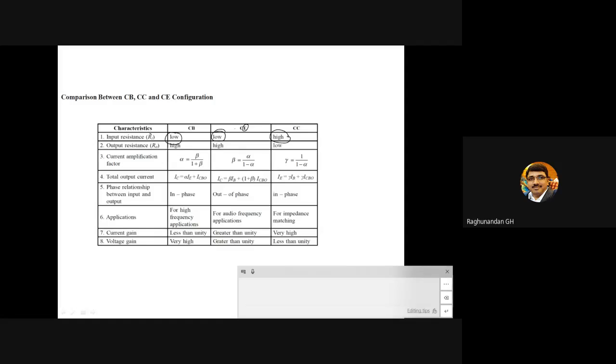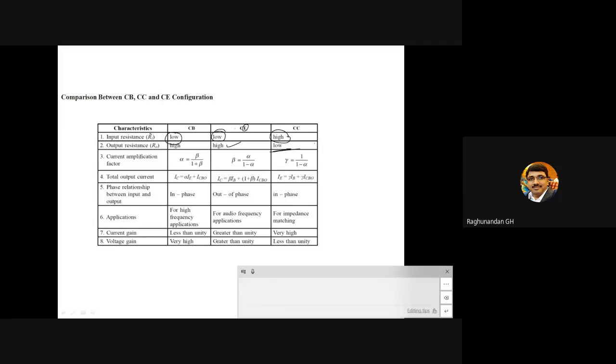So output resistance. Obviously in common base configuration, we are taking the output across the collector. So when you take the output across the collector, you will have a high output resistance. And in common emitter configuration also we take the output across the collector. So output resistance will be high. And in common collector configuration, we take the output across what?